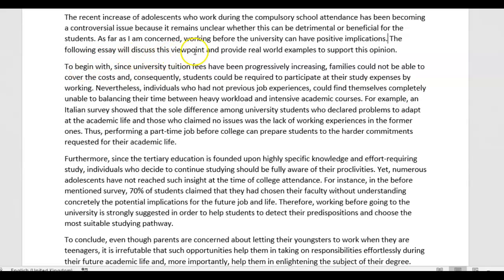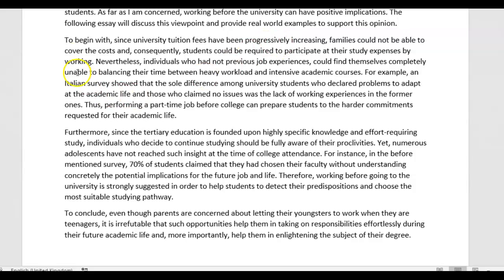The following essay will discuss this viewpoint and provide real-world examples to support this opinion. Very nice. To begin with, since university tuition fees have been progressively increasing, yes, this present perfect continuous is absolutely legit. So it is very, very well justified.